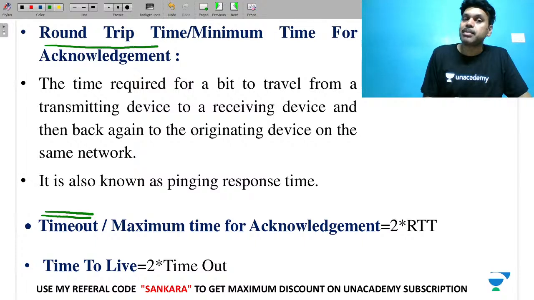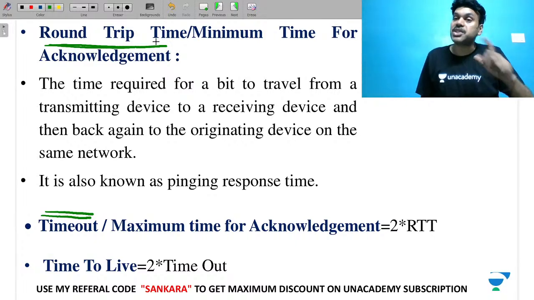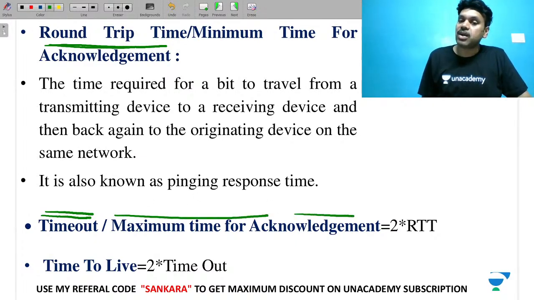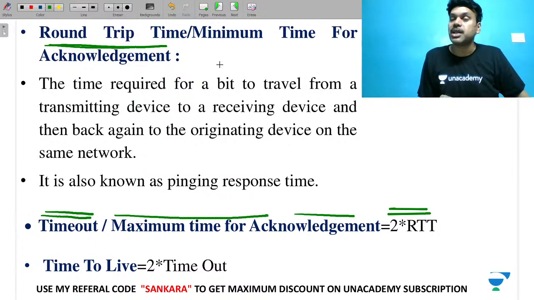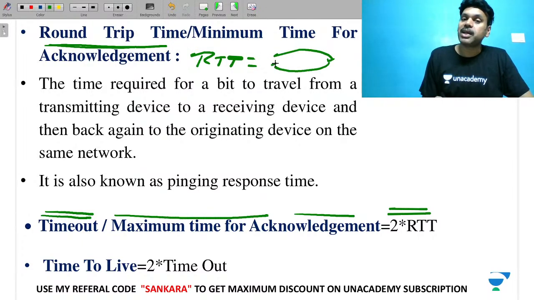Minimum time is nothing but the time it takes to get the acknowledgement. Maximum time is nothing but what? Timeout period, which is double your round trip time. So the maximum time of acknowledgement is double your round trip time, and your round trip time is nothing but what? Making a physical journey from one end of the medium to the other end of the medium. Therefore, normally we consider round trip time as sending the data and receiving the acknowledgement from the other side.